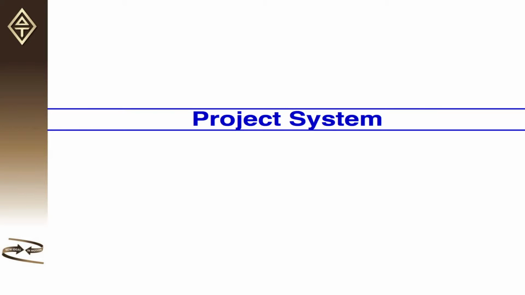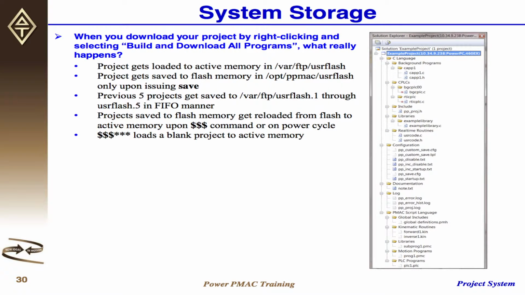Let's talk a little bit about the project system. Basically, all of your development will be done in the IDE based on a project. And you can see here there's a listing of a series of folders that have the top-level project descriptions. We can see here background programs, CPLCs, libraries, real-time routines. There's a configuration folder, documentation folder. So there's a number of these folders that represent the project in your Power PMAC. We'll start looking at some of the details of this project system shortly.